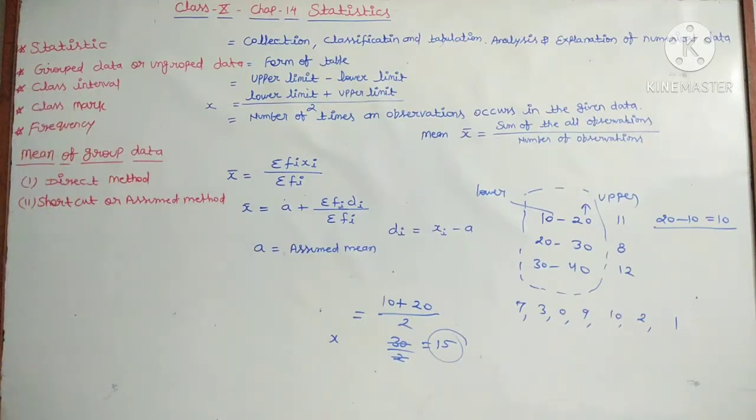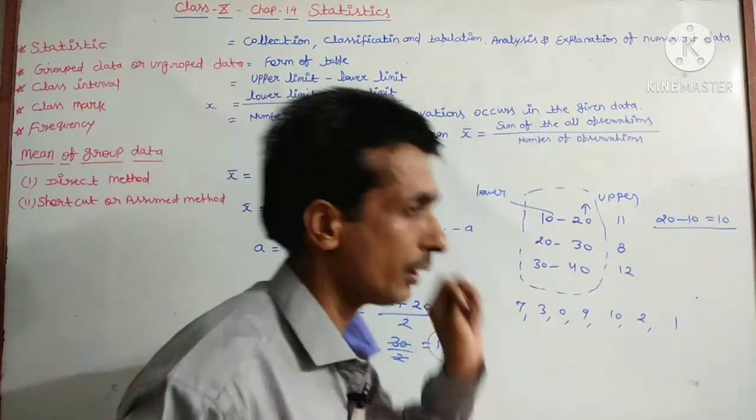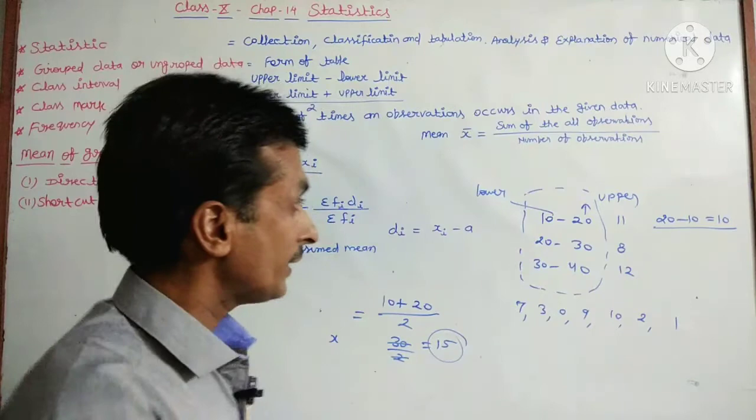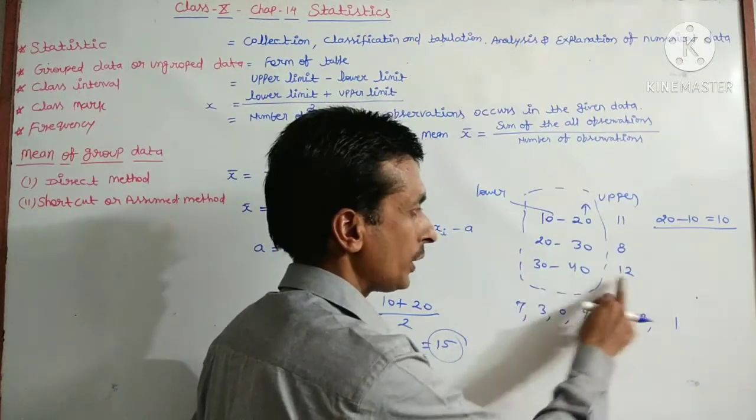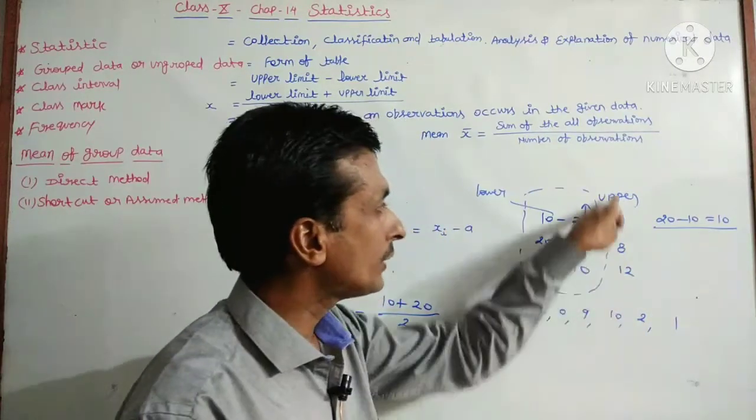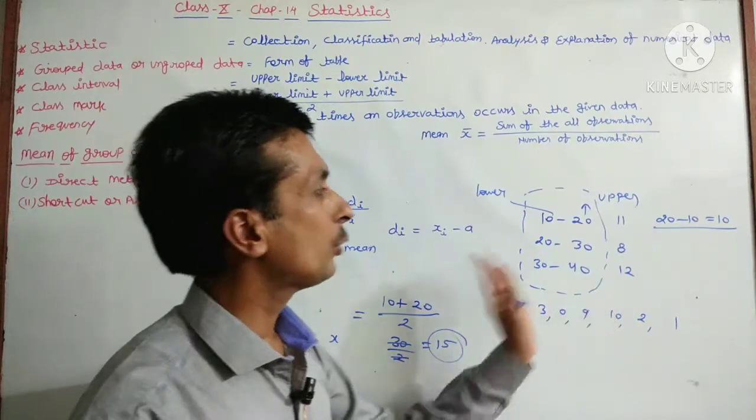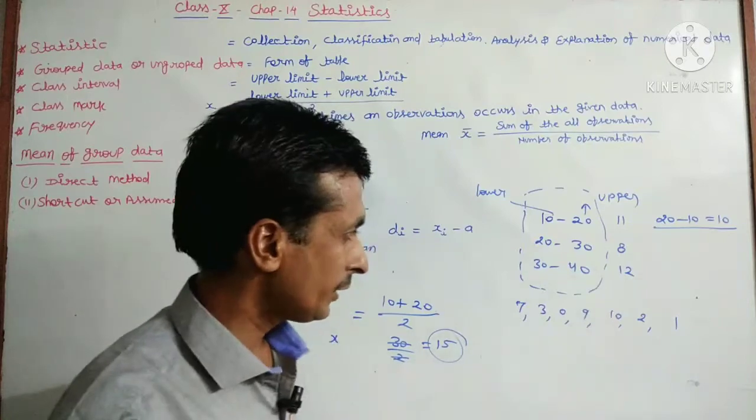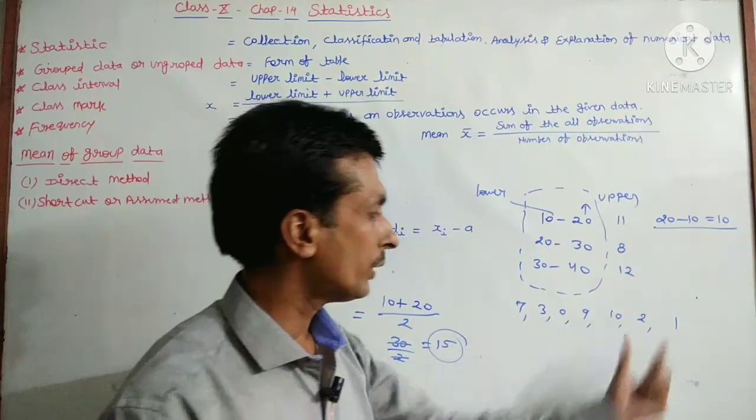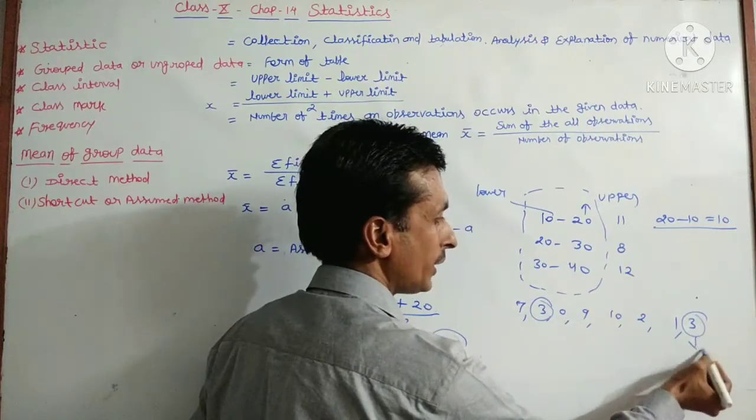Okay friends, next one, frequency. Frequency means the number of times an observation occurs in the given data. Frequency: for 10 to 20, how many here? 11. 20 to 30, 8, and 30 to 40 is 12. So this line is called the frequency. Here you can see 7, 3, 0, 9, 1. Suppose one number you take, 3. How many times is 3? 2 times. So the frequency of 3 is 2.